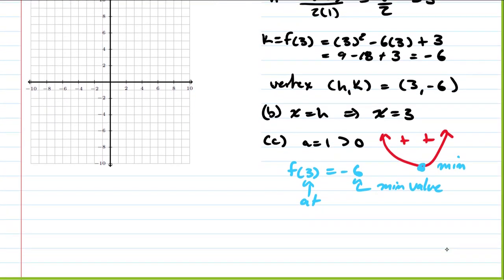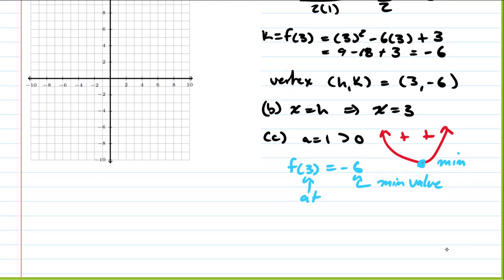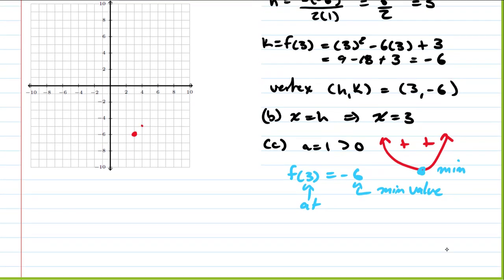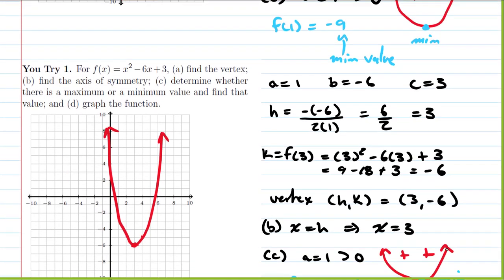And then lastly, we want to graph this thing. So we go to 3 and -6. And we know it opens up. So that was just terrible. You get something that looks like this.